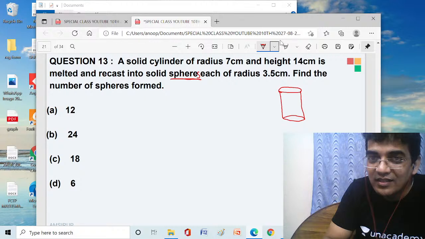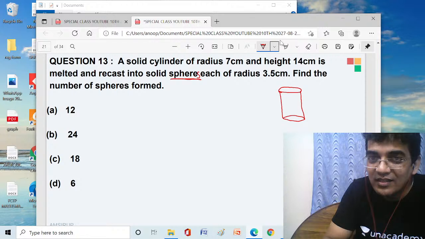Now there are many spheres being formed and I don't know how many. But each sphere is of the same size, so I will draw one sphere like this. As the question says many spheres, I can consider it as into n, that the number of spheres formed are n. Let's try to understand this.